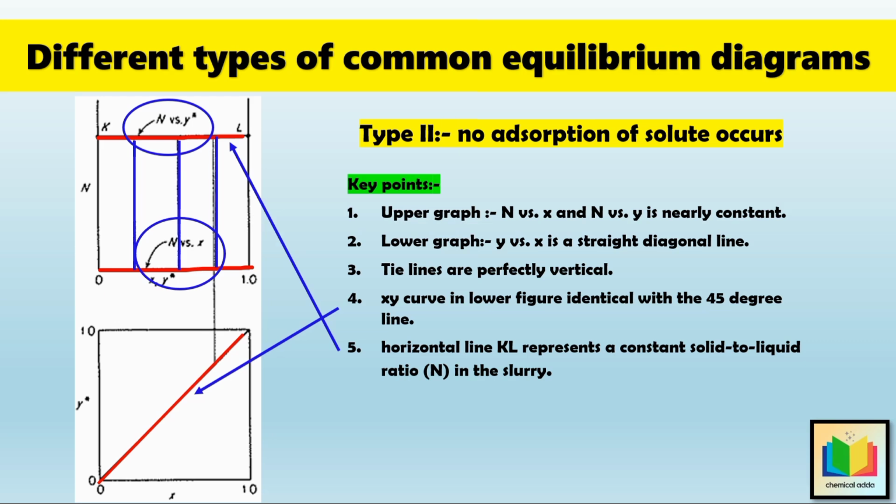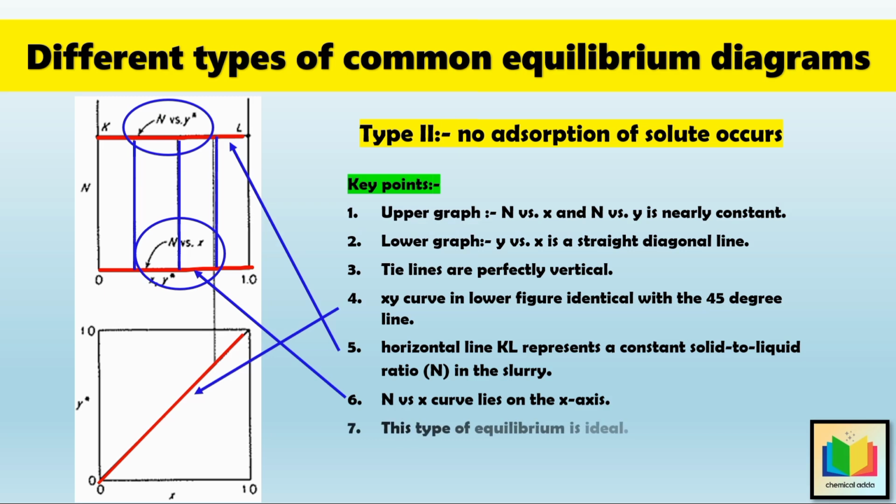Then we can see that the n versus x curve lies on the x-axis, which indicates that the liquid solution does not contain suspended or dissolved solid B, and solid is completely settled or separated from the liquid. So the solution phase is free of solid impurities, and contains only solvent A and solute C. This type of equilibrium is ideal, as it implies perfect solubility and no interaction between solute and solid.